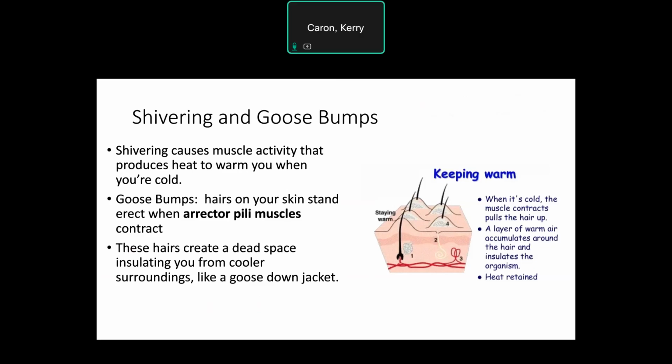So I mentioned the erector pili muscles, and what that does is it keeps us warm. It helps make goosebumps and makes the hair on your body stand tall or erect. So when you shiver, that creates muscle activity to help keep you warm. But goosebumps are essentially the hairs on your skin standing erect because of the erector pili muscles. Okay. And these hairs create a dead space between the hairs. And what that does is it kind of traps heat. It's kind of like your own little insulating goose down jacket.